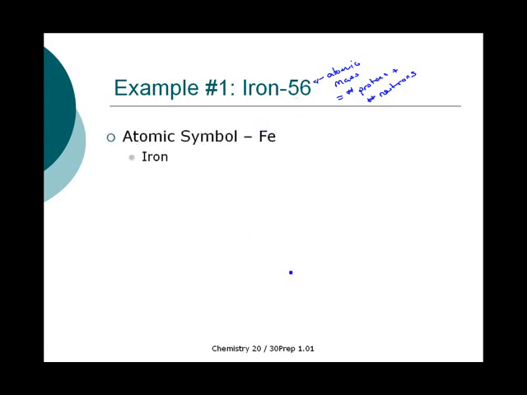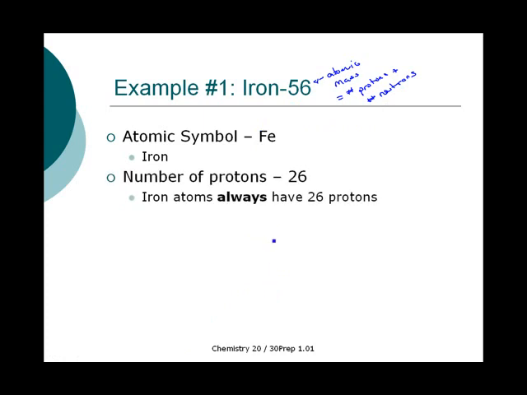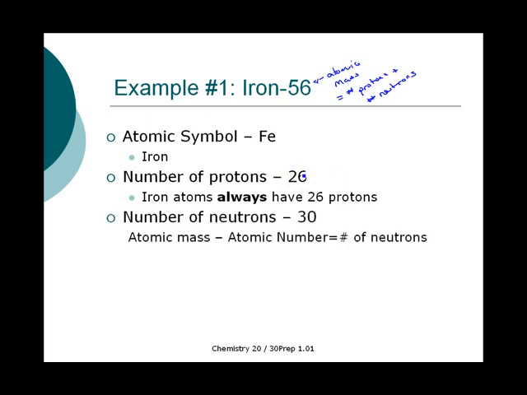So the atomic symbol is Fe. For iron, the atomic symbol is always Fe. The number of protons is 26, and iron always has 26 protons. You can get this off of our periodic table, and we'll take a look at that in a little while. So what that means for our atomic symbol, the number 26, if it's in the proton spot, and the symbol Fe always go together because iron always has 26 protons.